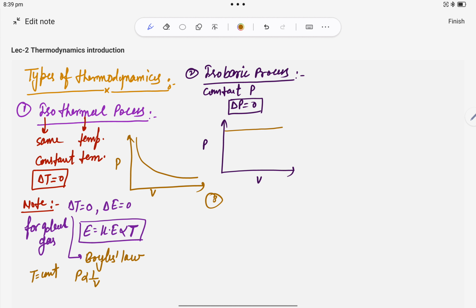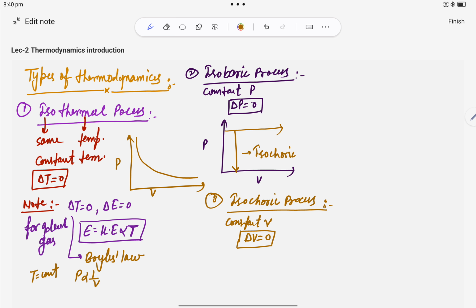Number 3, isochoric, but it's called isochoric. Isochoric process, constant volume, that means delta V, the change in volume, is zero. The graph here only I am telling you, constant volume, this will be the graph. This is for isochoric, and this is for isobaric. Confirm?